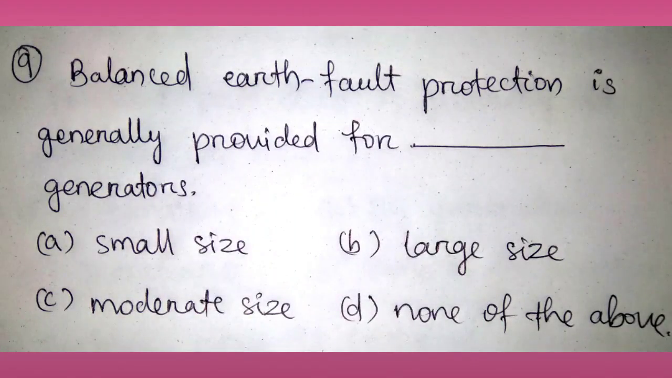Question number 9. Balanced earth fault protection is generally provided for dash generators. Option A small size, option B large size, option C moderate size and option D none of the above. The balanced earth fault protection is generally provided for small size generators. Here the correct answer is option A, small size.